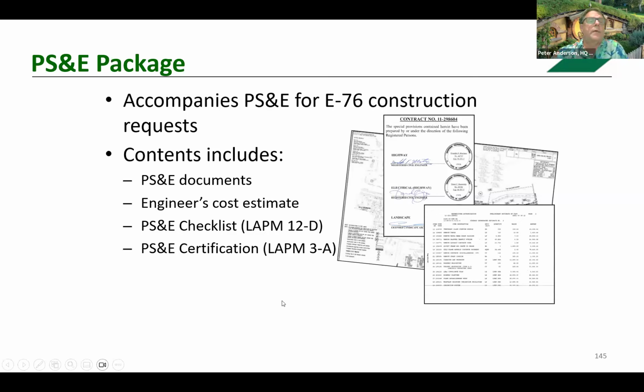Before we go into our quiz, are there any other questions? Yeah, there was one question about timing that says, what happens if there are changes to the specs after the authorization's approved? Can we make the changes prior to advertising?